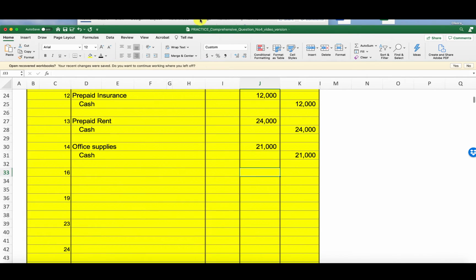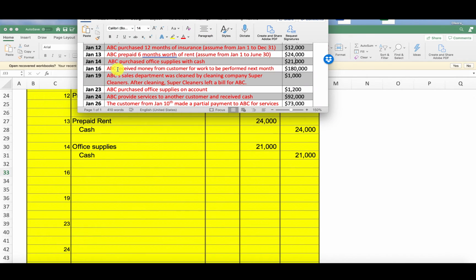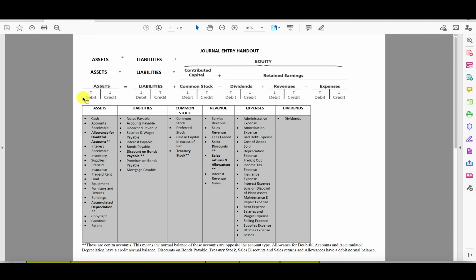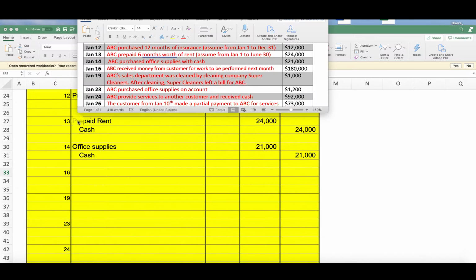Okay, the next one is the 16th. So it says ABC received money from a customer for work to be performed next month. So here I received money. So if I'm receiving money, that is cash. And right away, I can do the shortcut, right? If I'm receiving money, that's cash. Cash is an asset, it's going up, so I'm going to debit cash. If there's only one other account, whatever that account is, it has to be a credit. Okay, so that makes it very easy to figure out the journal entry.